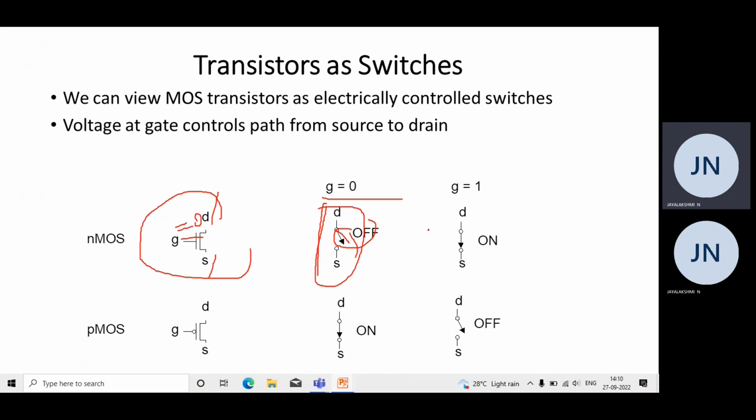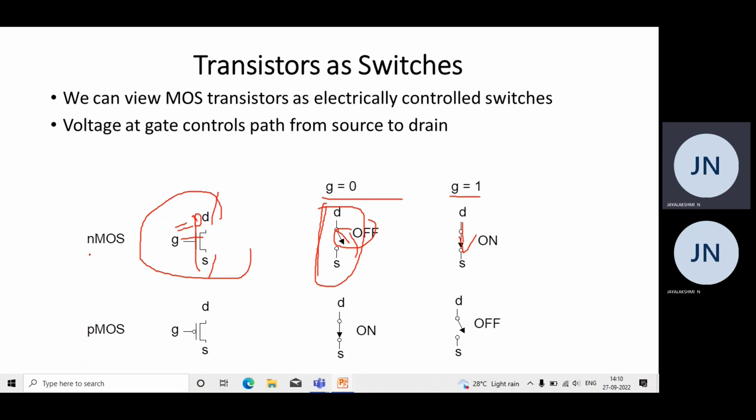When G is equal to 1, when the gate voltage is equal to 1, we say that the NMOS transistor is on. Whenever it is on, there is a closed path from drain to source, which indicates the current is flowing from drain to source.